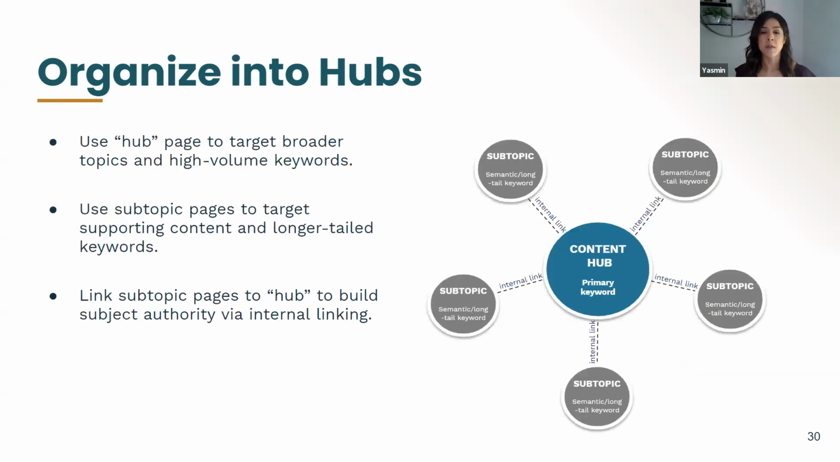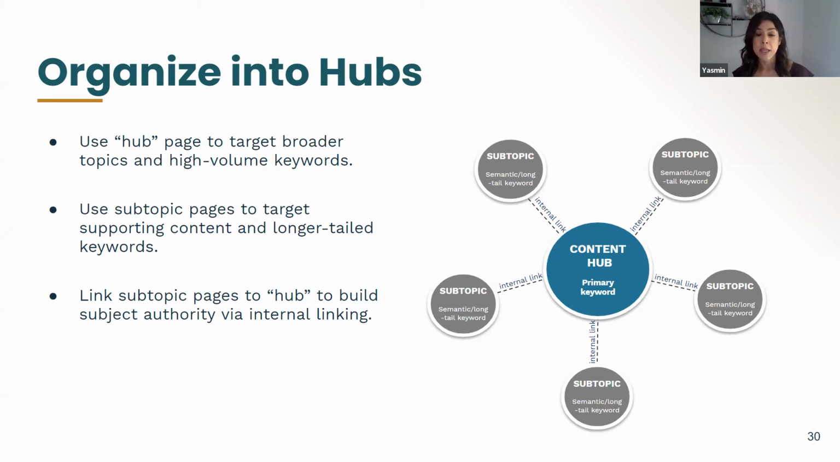So this is just sort of a visual of what that would look like. Again, using that hub page to really target your broader topics and higher volume keywords, really focusing in on that primary keyword. And then your subtopic pages are going to target that supporting content and longer tailed keywords that are going to really help bolster your authority for that primary topic that you're going after.